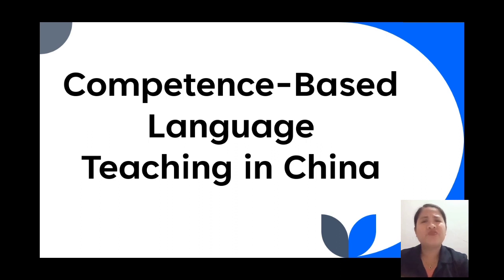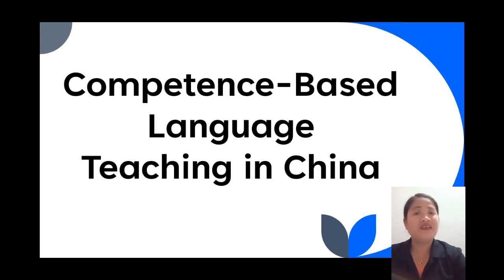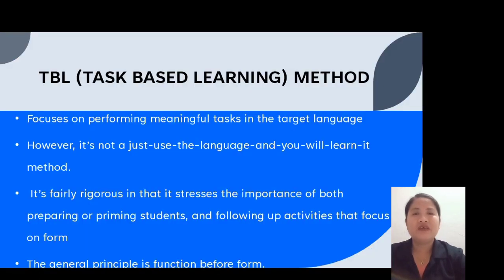Now let us talk about the competency-based language teaching in China. China has a lot of different language teaching methods. And in my slides here, I chose only two which I think are under the CBLT approach. And now we have here the task-based learning method of English language in China. What is this method all about?